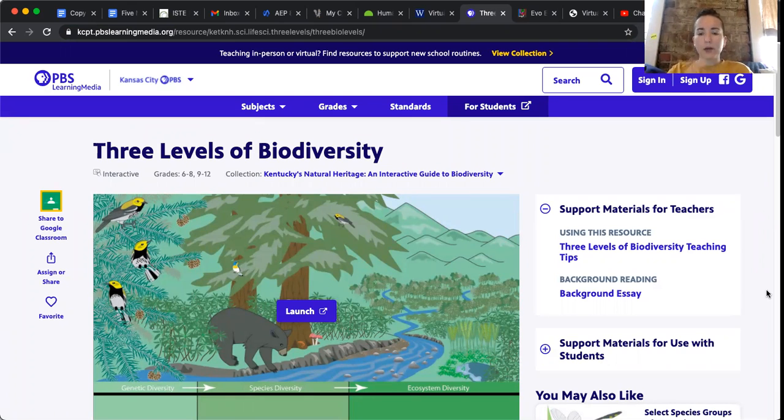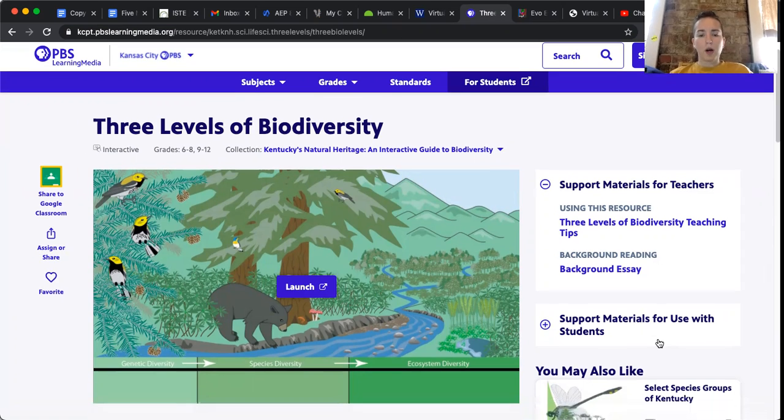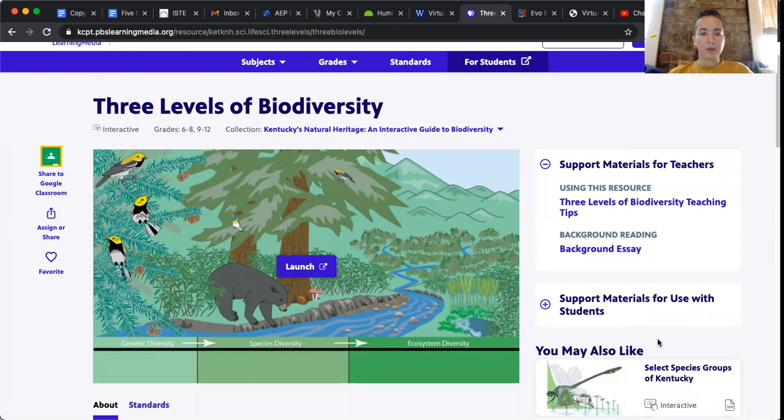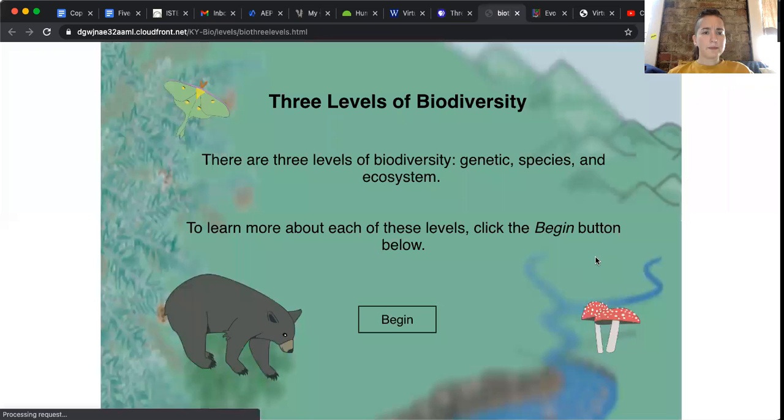But I found that this particular interactive was on par for our kids' reading levels, even though it's a little bit more simplistic. And it does a really good job of explaining pretty simply what biodiversity is up to. So I'm going to go ahead and launch it.